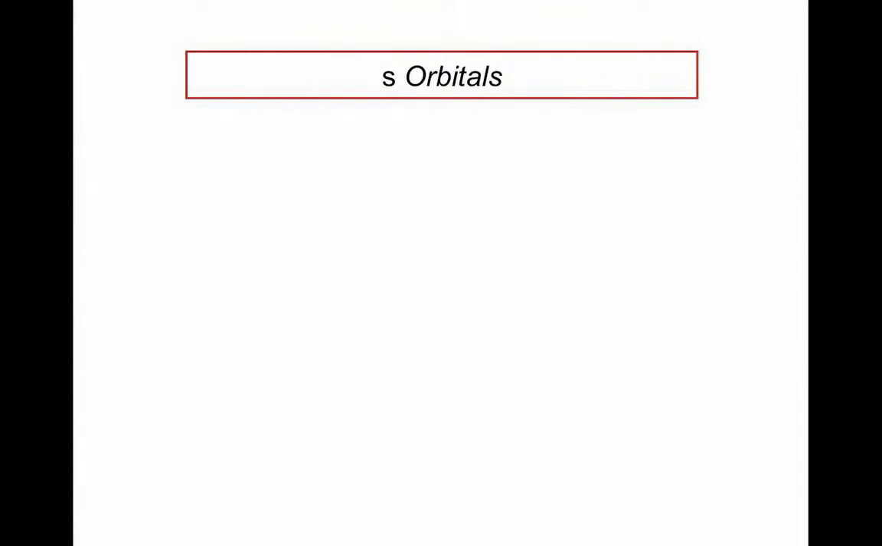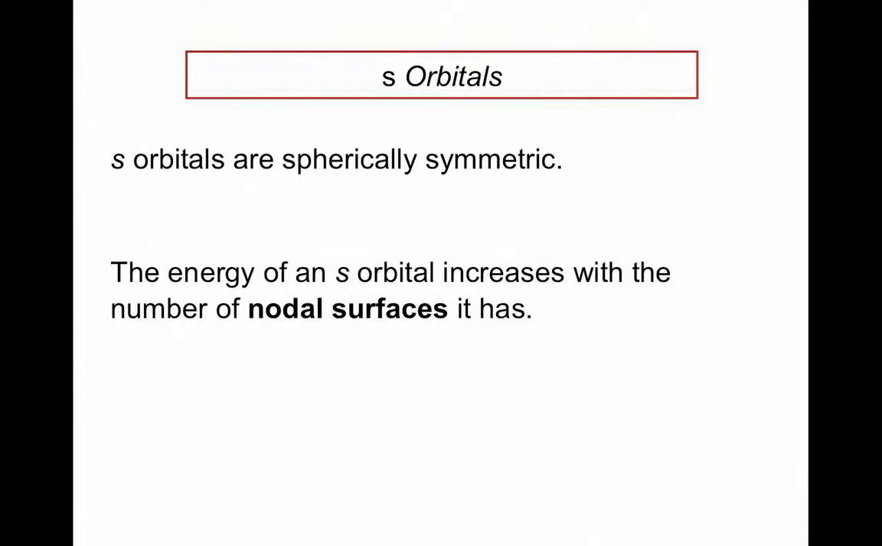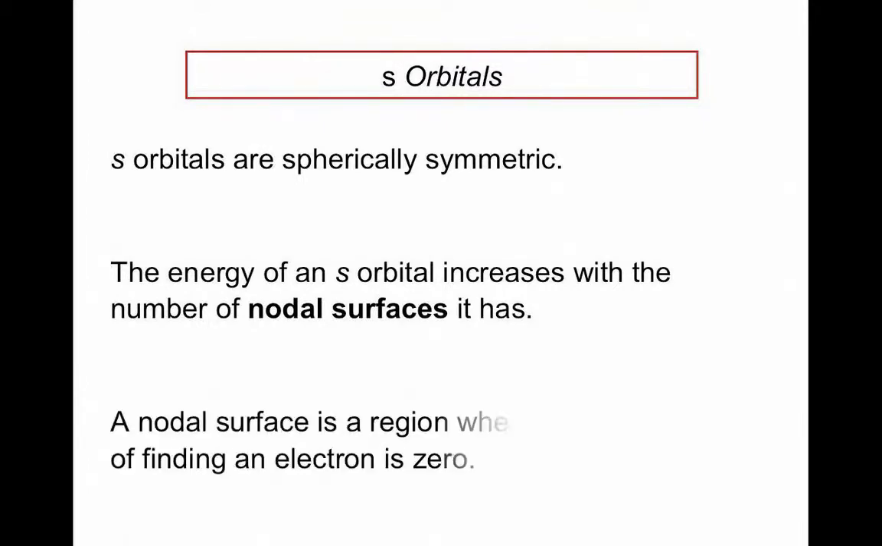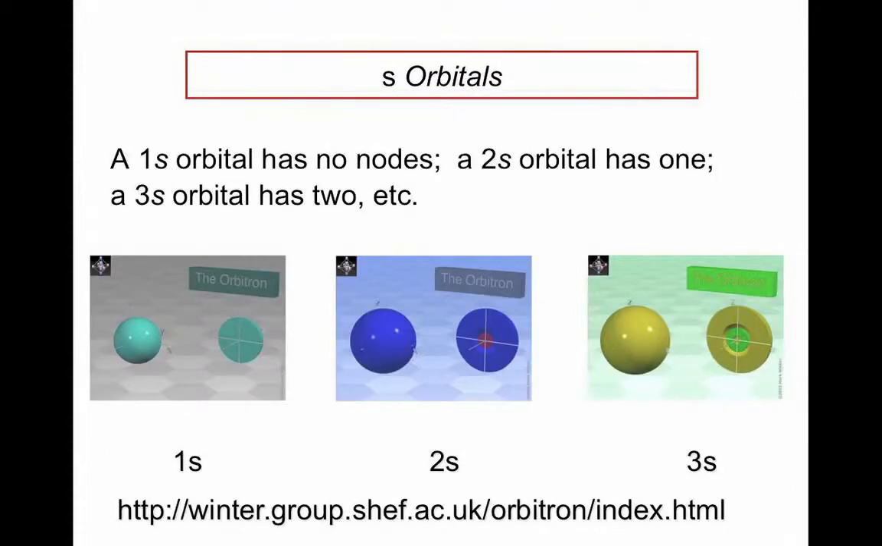S orbitals are roughly in the shape of a sphere, and the size of the sphere increases as the principal quantum number increases. S orbitals contain n-1 nodal surfaces, which are defined as a region of space where electrons cannot be found. Here on this slide, we can see illustrations of 1s, 2s, and 3s orbitals.